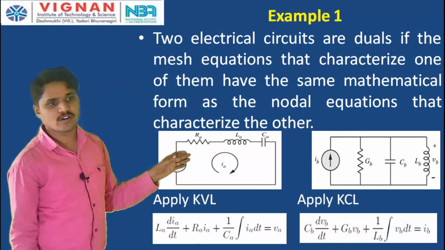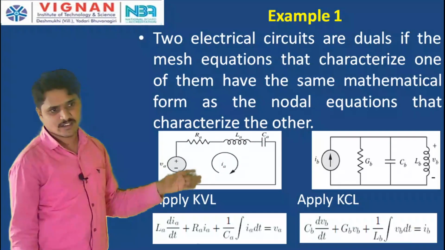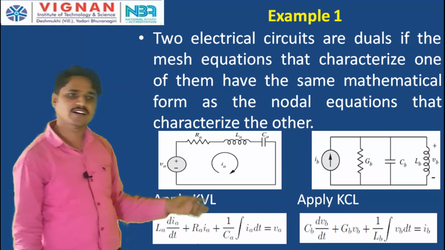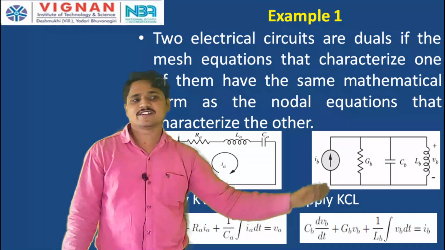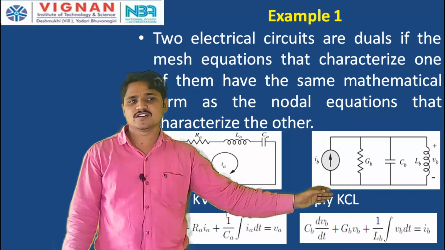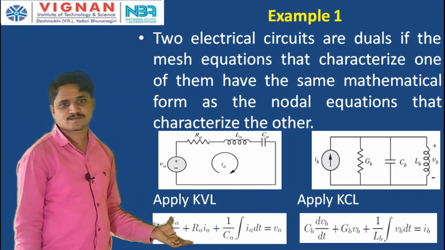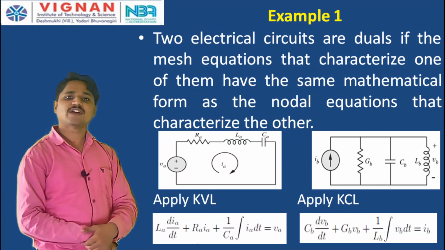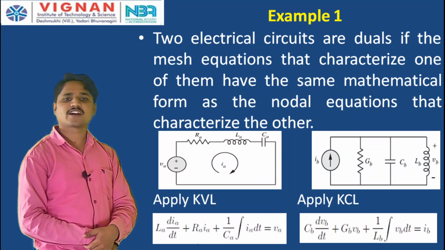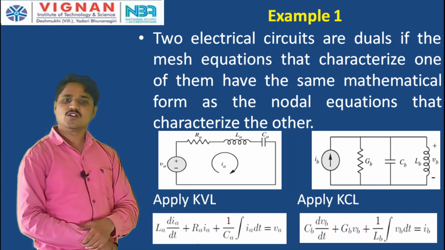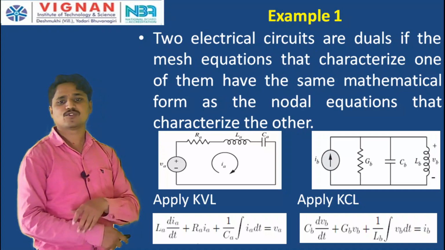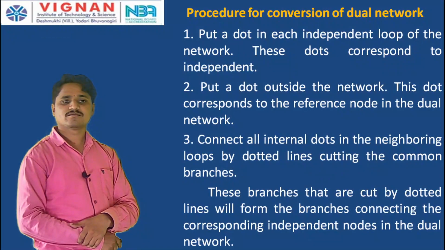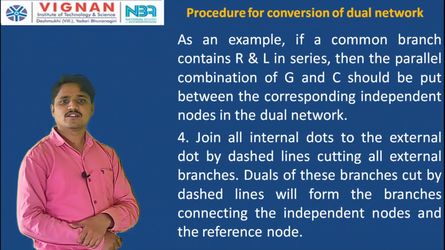Therefore, the mesh equations formed by the given network, let us say network A, have a mathematical form that looks like the Kirchhoff current law, KCL, equations of this network. These two equations are duals of each other. As I told you, two electrical circuits are duals if the mesh equations that characterize one of them have the same mathematical form as the nodal equations that characterize the other. This is the concept of duality. Now, what is the procedure for conversion to the dual network? Let us see in this lecture.